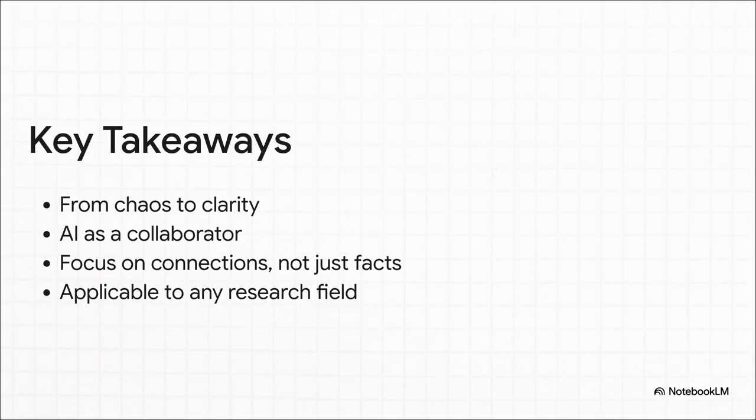So I think the big takeaway here is this. When we start using AI as a true collaborator, not just as a fancy search engine, we can completely shift our focus. We get to spend way less time on all that manual grunt work and way more time actually discovering the deeper connections hiding in our information. And this isn't just for historians, right? This is for anyone who's trying to make sense of a complex world.